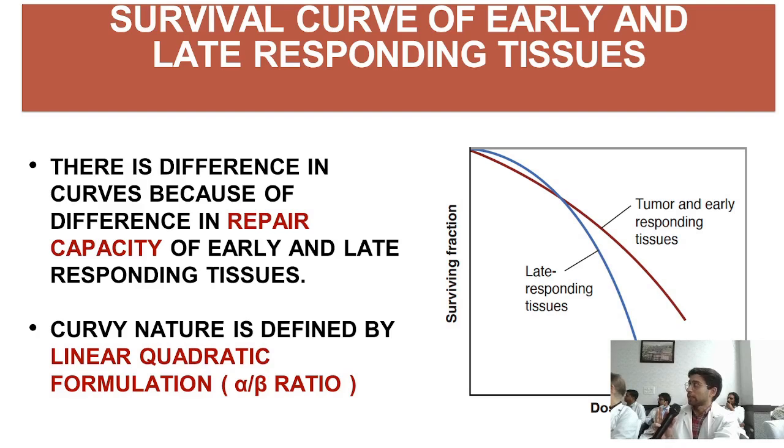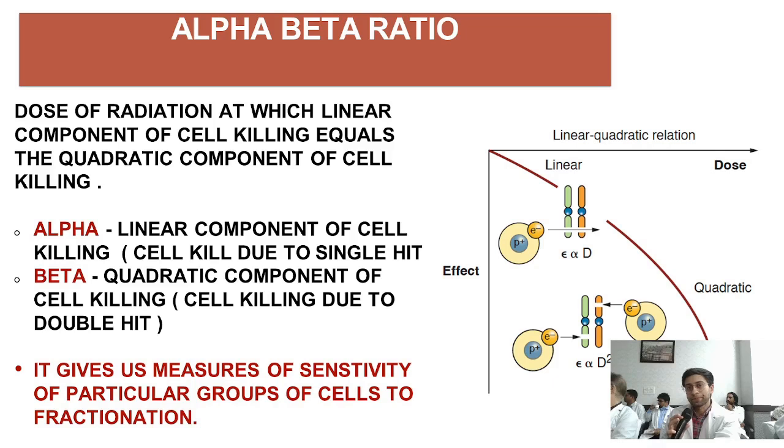This curviness can be defined by something called the linear quadratic formulation, which can be further explained with the help of the alpha beta ratio. So what's the alpha beta ratio? On the right side of the screen, we have a cell survival curve, where we are comparing the effect and the linear quadratic relation. As you can see, the first part of the curve is kind of linear, and the next part is a little bit curvier. The linear and the quadratic are two different components of the cell killing.